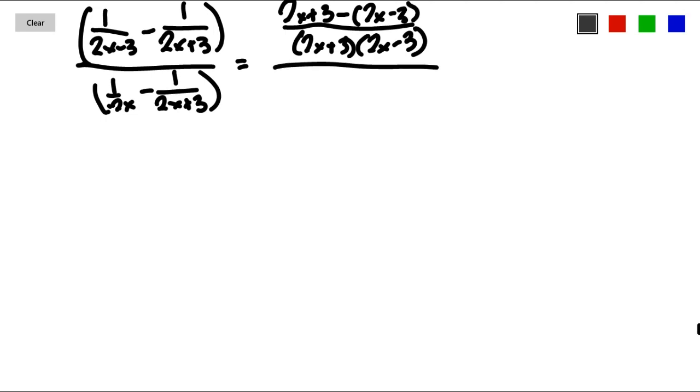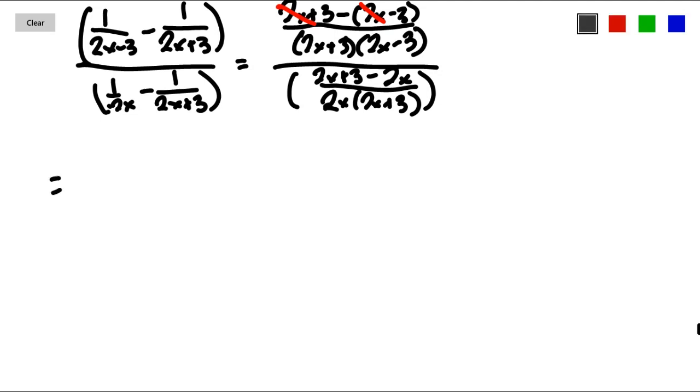And on the bottom, I'm going to have a common denominator of 2x times 2x plus 3. And on the top, I cross multiply here and I get a 2x plus 3 minus a 2x. Alright, so I'm going to combine like terms whenever I can. On the top, I've got a 2x minus a 2x, so those cancel. And I've got a 3 minus a negative 3, so that gives me a 6.